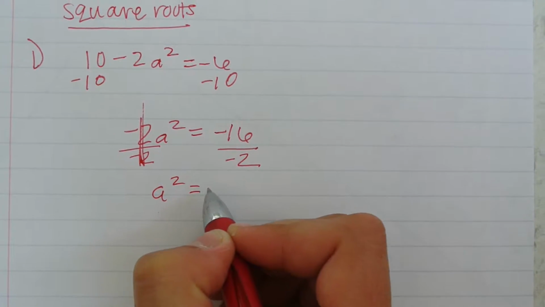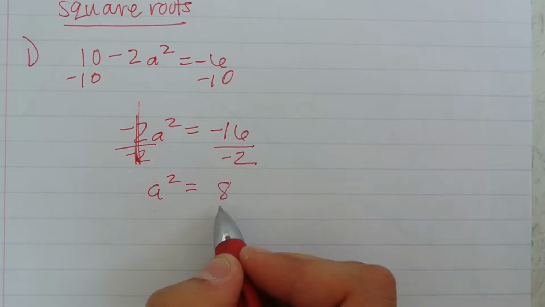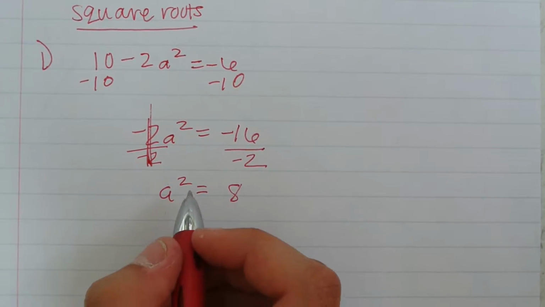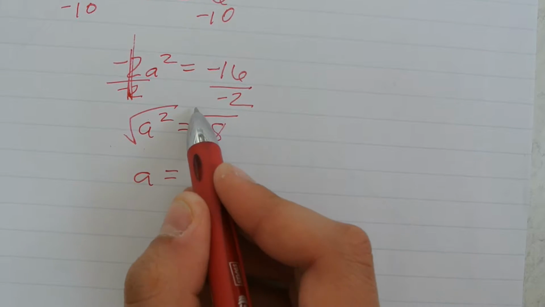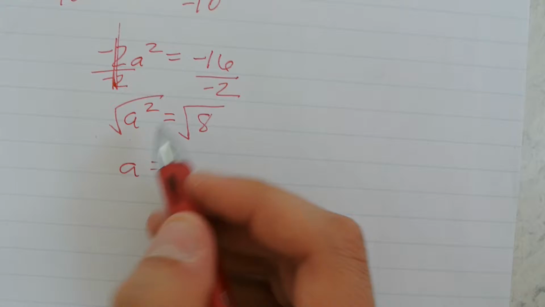A squared equals 8, because negative 16 divided by negative 2 is 8. Next we want to get rid of the square. So we're going to take the square root of this side and the square root of that side. That way we can get the a alone.